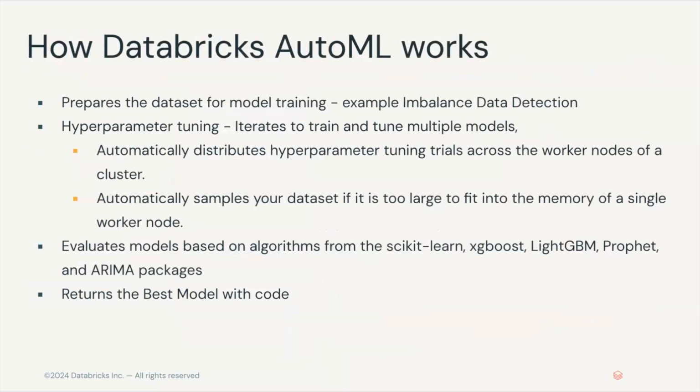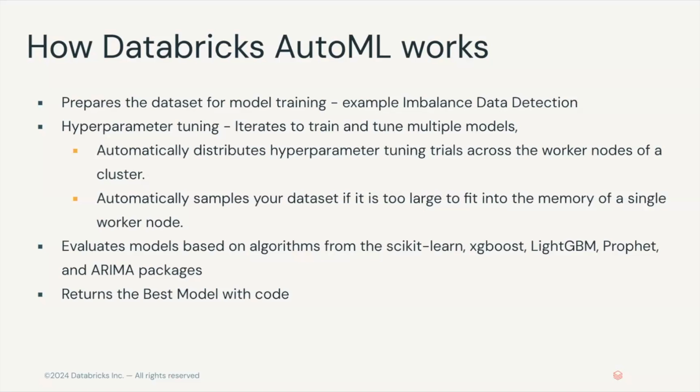So how does Databricks AutoML work? So a few key things I want to highlight over here, and then of course we will see it when I show you a demo as well. So first things first, it helps prepare the data set for model training. For example, if it detects some imbalances in your data, then it carries out steps to fix those or reduce the imbalance in your data. So that is just one example of how it tries to prepare the data.